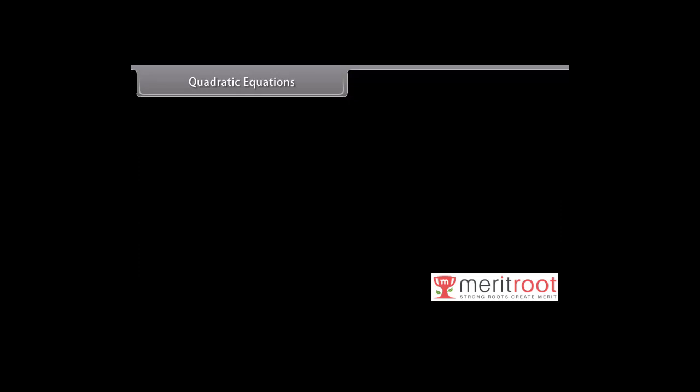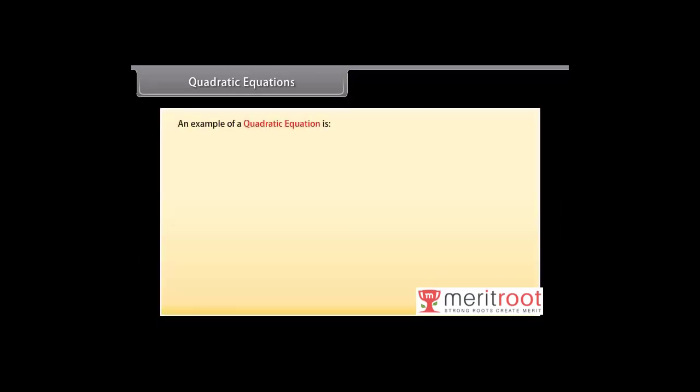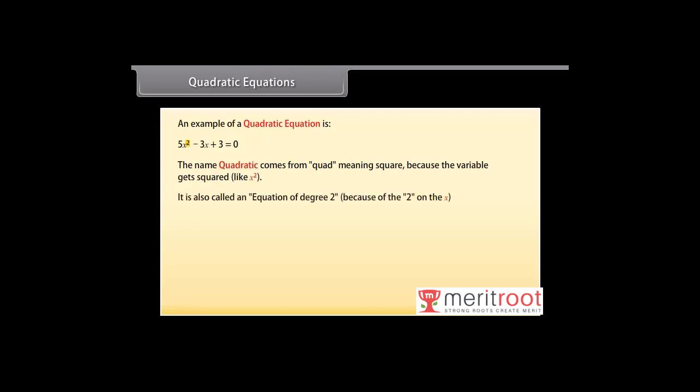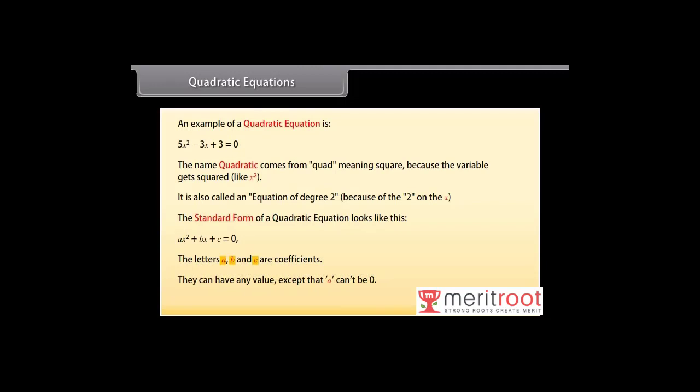Quadratic equations. The name quadratic comes from quad, meaning square, because the variable gets squared, like x square. It is also called an equation of degree 2 because of the 2 on the x. The standard form of a quadratic equation looks like this: ax square plus bx plus c is equal to 0. The letters a, b and c are coefficients. They can have any value except that a cannot be 0. The letter x is the variable or unknown.